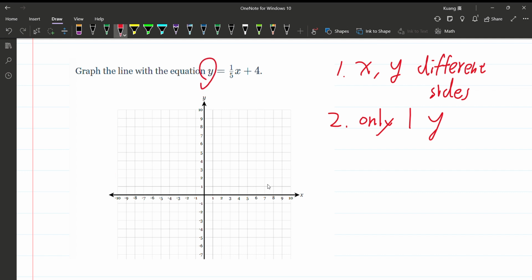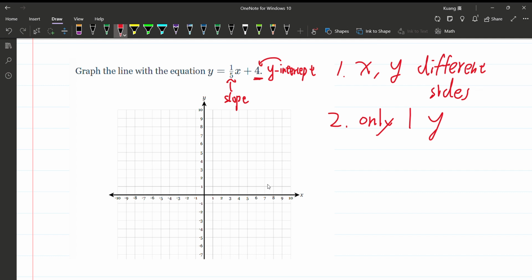Okay, so this is standard form because first x, y are separate, on different sides of the equal sign, and second y is only 1. If this is standard form, then the coefficient of x is the slope. So this is slope. And this is y-intercept. Okay, what is y-intercept? Y-intercept means where the line cuts through the y-axis. This is y-axis. The y-intercept is 4.